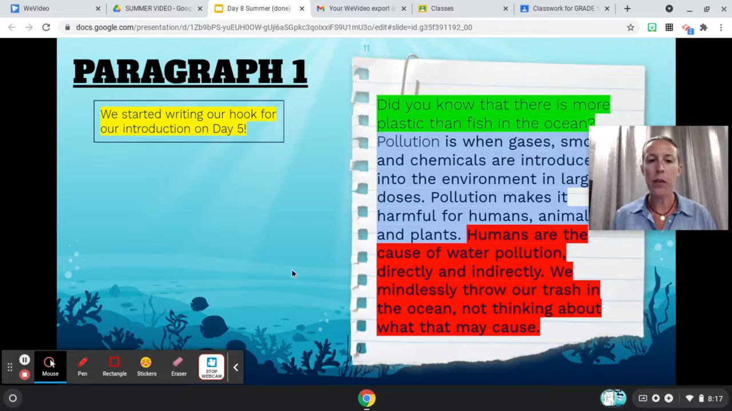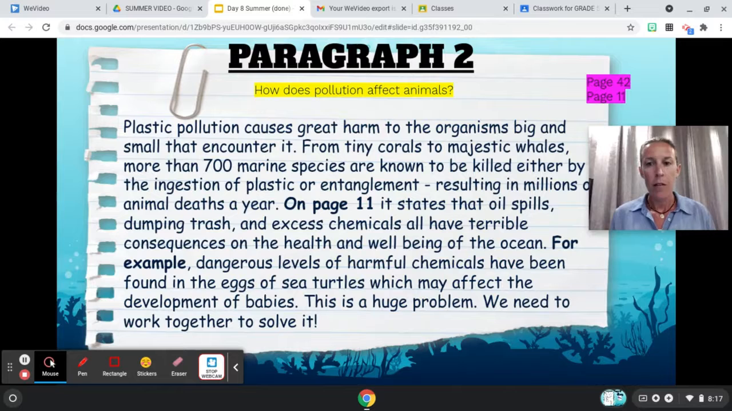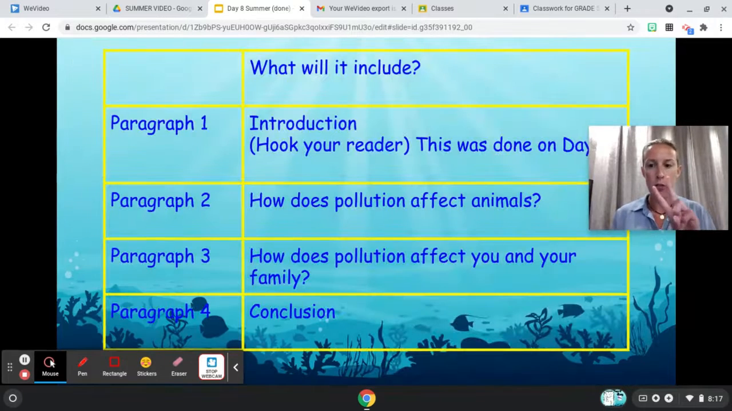Once again, we completed this paragraph. We completed this part of our essay on day 5. So if for some reason you didn't complete day 5, I'm going to ask that you go and re-listen to day 5 before completing today's portion of our writing lesson. Right now, you are going to watch me as I complete paragraph 2.